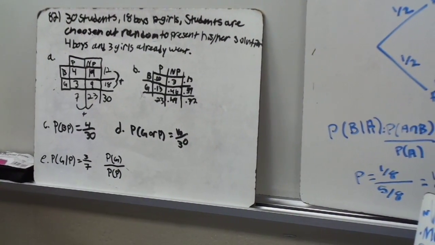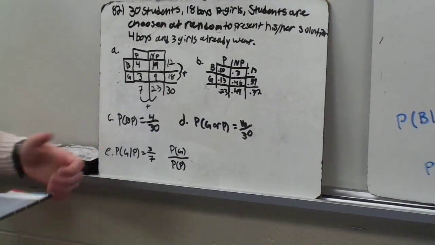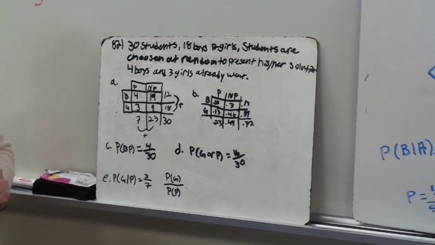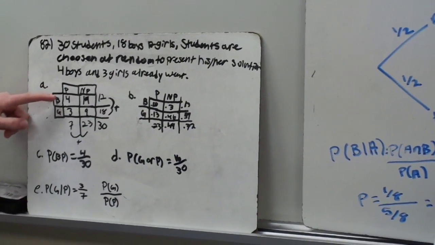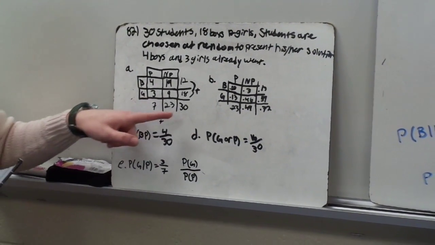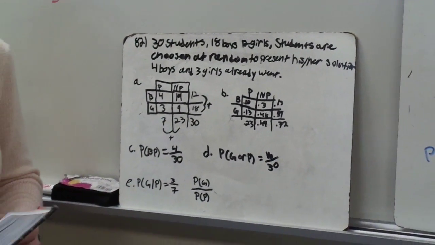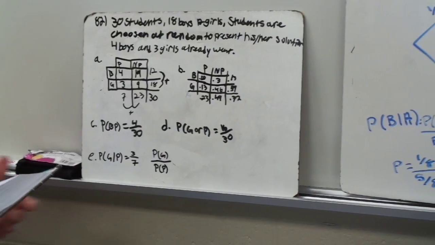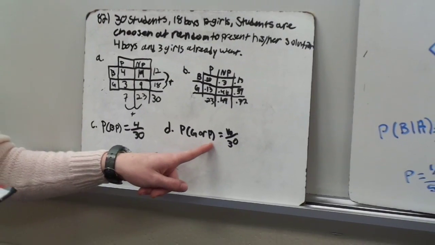And then for C, they're asking to find the probability that a boy who has already presented was selected, which there are 4 boys that have already presented, and there's 30 students in total, so that'd be 4 out of 30 that would be selected to present.